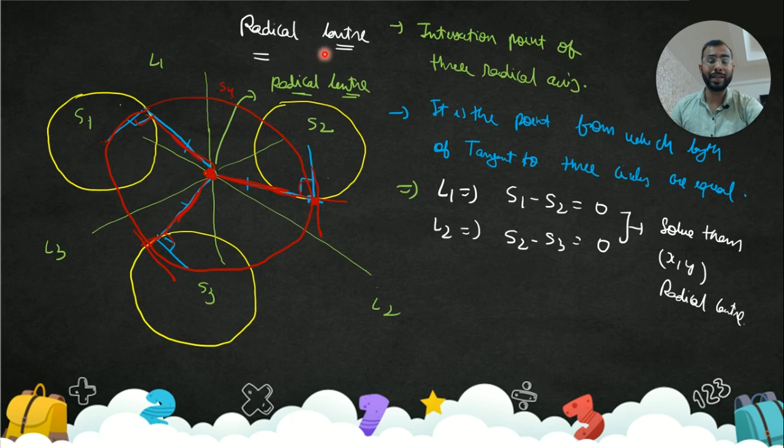Then, what is the radical center? If you take 3 circles, 3 radical axes are possible. The intersection of the 3 radical axes is the radical center, and from this point the lengths of tangents are the same. How to find it? S1 minus S2 gives the first radical axis, S2 minus S3 the second radical axis, and solve them. You will get the radical center, which is nothing but x comma y.